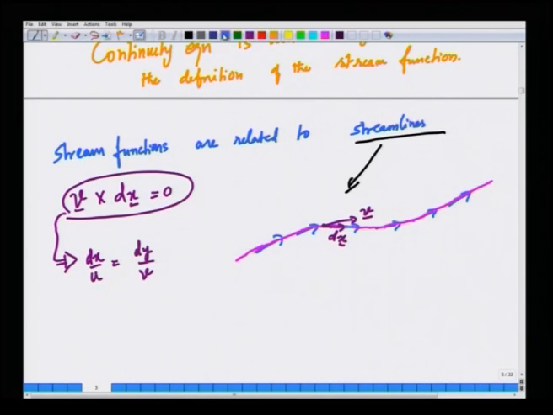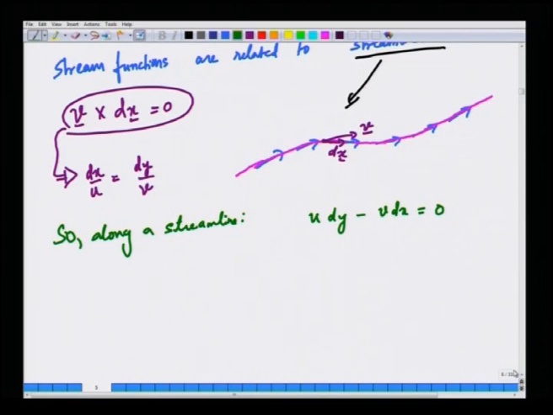So, along a streamline, we can say that u dy minus v dx is 0. This is along a streamline from the definition of streamline. Now, I am going to use the definition of stream function, that u is partial psi by partial y, v is minus partial psi by partial x. There is also one more negative sign, the two negatives will make a positive, so partial psi by partial x dx is 0. So, along a streamline, we are finding this relation.